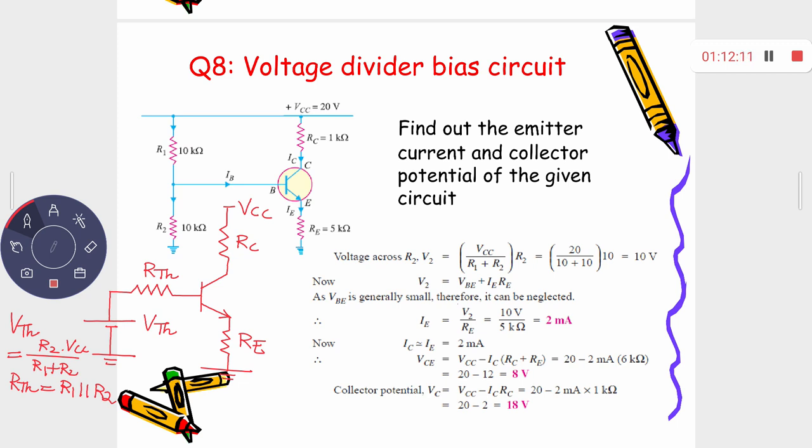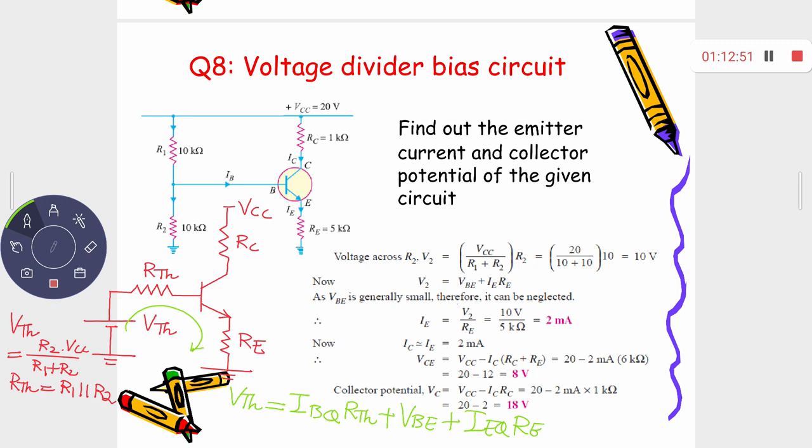Then you apply the KVL in this particular loop. What is the expression? VThevenin is equal to IBQ times RThevenin plus VBEQ plus IEQ times RE. And remember, this IEQ is nothing but 1 plus beta times IBQ. Right? So all these values are given.